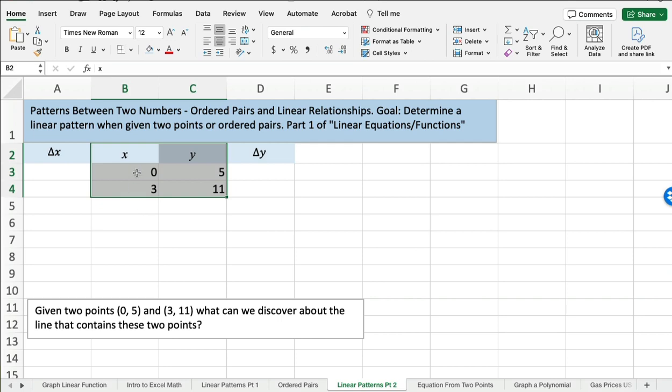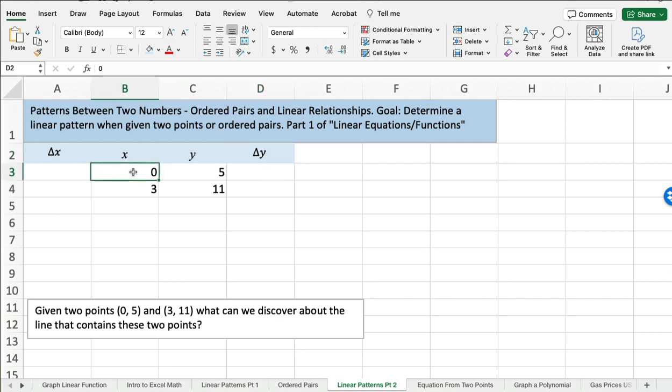So as you can see, I've set up our table here. We have in columns B and C our X and Y. Column A is going to be a calculation that we're going to make, which is our delta X. And column D is a calculation we're going to make, which is delta Y. And we're going to see what that pattern looks like.